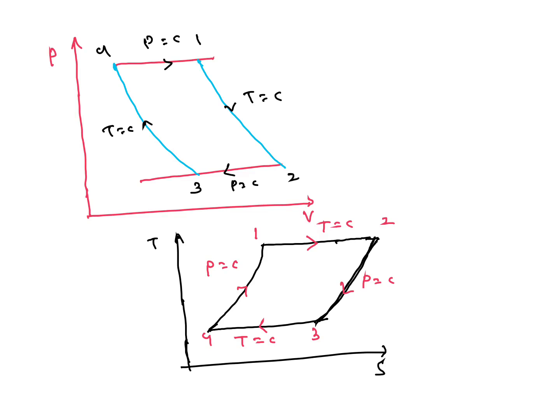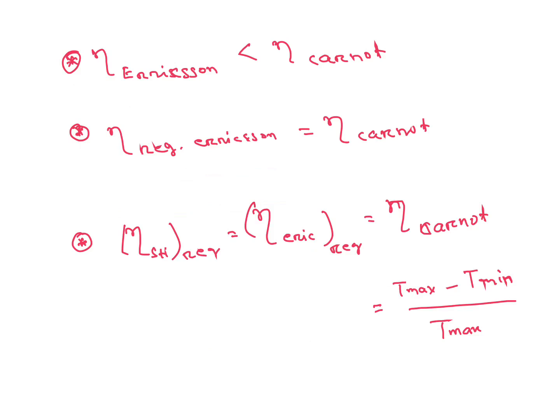Here efficiency of Ericsson cycle is less than efficiency of Carnot cycle, but if you do regeneration, then efficiency of regenerative Ericsson cycle is equal to efficiency of Carnot cycle. So important thing is here, efficiency of regenerative Stirling cycle equal to efficiency of regenerative Ericsson cycle is equal to efficiency of Carnot cycle, or we can write T max minus T minimum divided by T maximum.